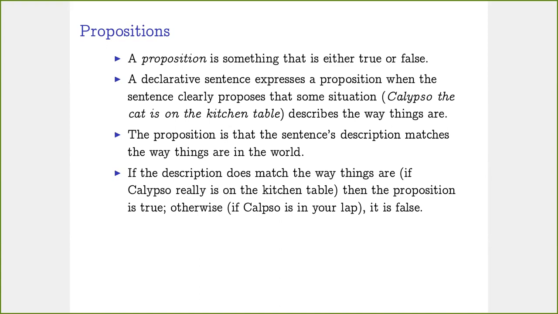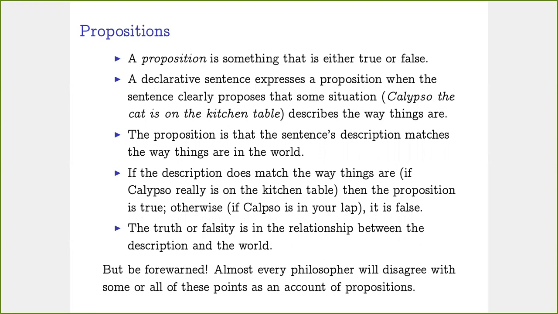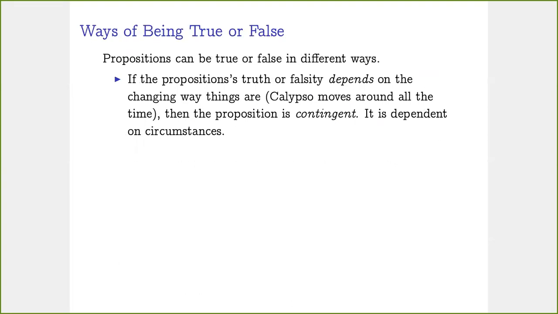If the description does match the way things are, if Calypso really is on the kitchen table, then the proposition is true. Otherwise, if Calypso is in your lap, it is false. The truth or falsity is in the relationship between the description and the world. But be forewarned, almost every philosopher will disagree with some or all of these points as an account of propositions.